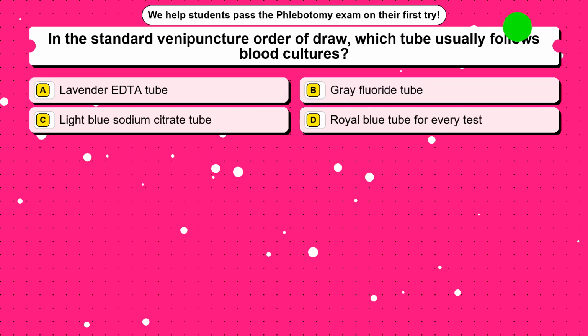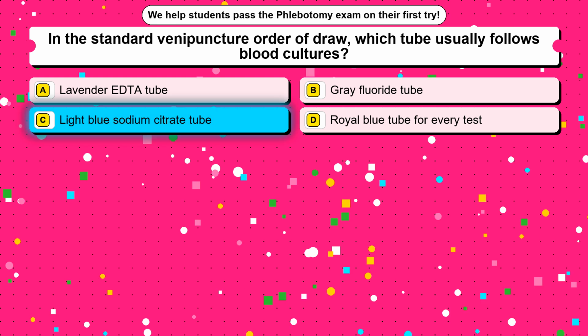Question 51. In the standard venipuncture order of draw, which tube usually follows blood cultures? Option A, lavender EDTA tube. Option B, gray fluoride tube. Option C, light blue sodium citrate tube. Option D, royal blue tube for every test. The correct answer is option C, light blue sodium citrate tube.